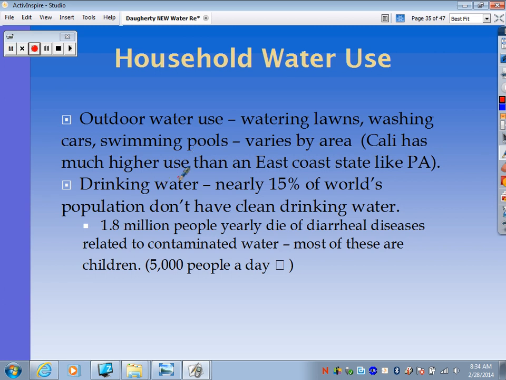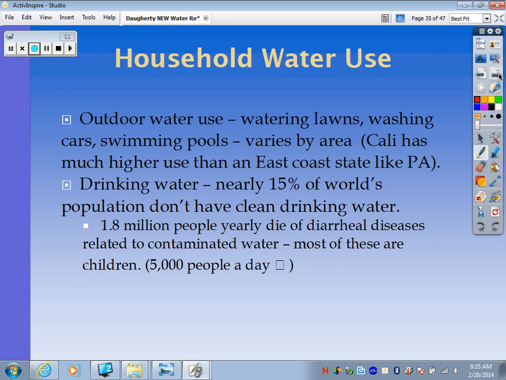In terms of drinking water, it says nearly 15% of the world's population doesn't have clean drinking water. We've talked about that. 1.8 million people yearly die of diarrheal diseases related to contaminated water, and most of these are children, and that comes out to about 5,000 people a day, and this is supposed to be a sad face. So again, we'll watch a little video that talks about this. This is definitely a global issue, even in a developed country. It's sad to think that there are people who die just because they don't have clean drinking water.